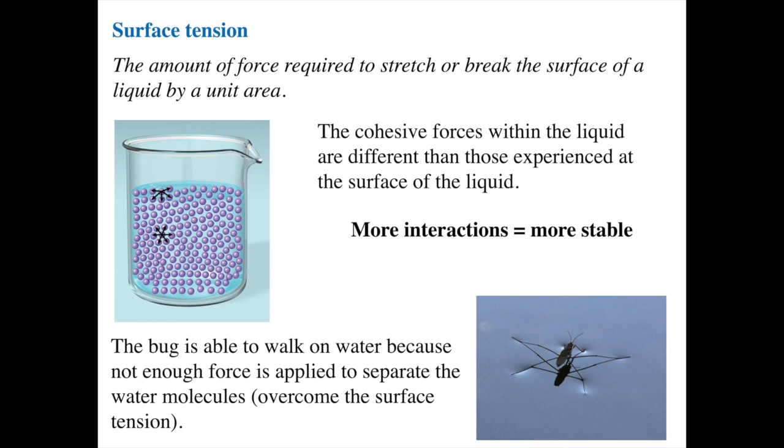So when you see an object or like a bug walking on water, it's able to take advantage of surface tension, creating this thin membrane.